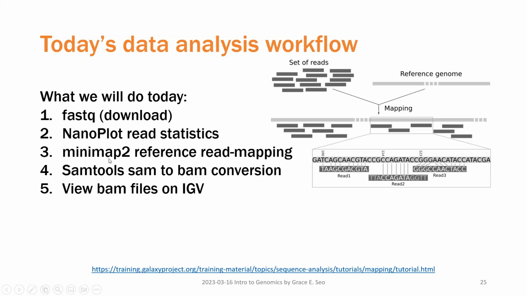So instead of Bowtie2, minimap2 is more geared toward long read sequencing data, like nanopore. So we will use minimap2 to read map against a reference. And then use SAMtools to convert the SAM output from minimap2 to BAM. And then view the BAM files on IGV. It's the Integrative Genomics Viewer. It's a separate software that will show us the read coverage and the nucleotide mutations that may have been found that's different from the reference file.